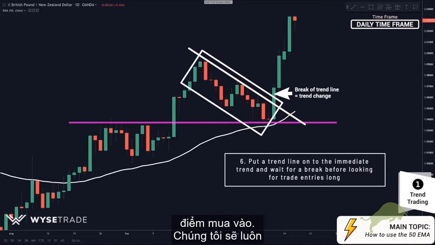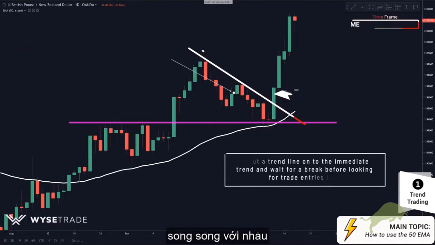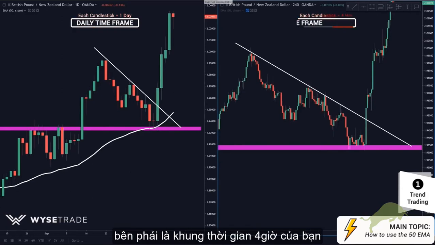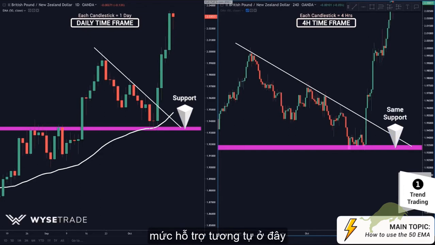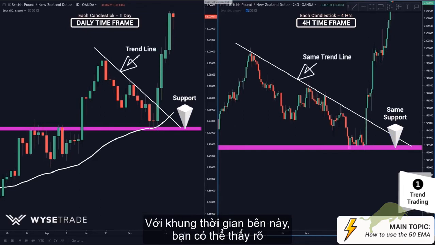Now for us, we always like to look for more detail and confirmation inside of this immediate downtrend. So let's put both the daily and 4-hour time frame side by side. So here on the left is your daily time frame, and here on the right is your 4-hour time frame. Here's your daily support level, and here is the same support level. Here's your daily trend line, and here is your same trend line.